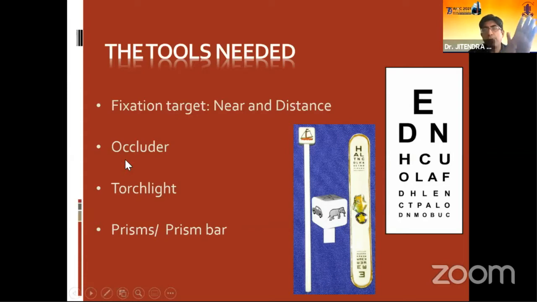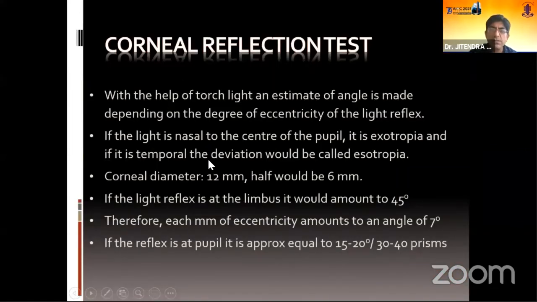You need an occluder. You can use the palm of the hand, but not fingers, because light and target can be seen through them. Torchlight only for Hirschberg corneal reflex test, not really for cover test, and prisms to measure the amount of deviation. Corneal reflex test is like inspection, and each millimeter of eccentricity would point to an angle of around 7 degrees.